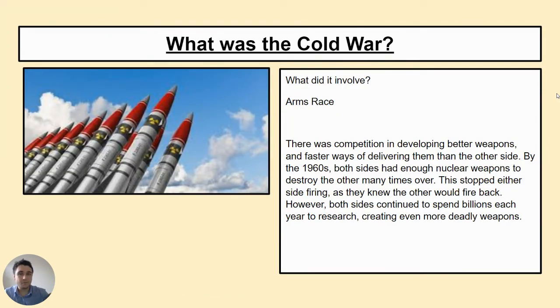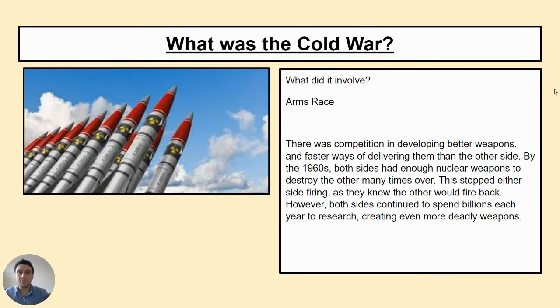So what else does it involve? Well, it involves something called the arms race. And this is a competition in developing better weapons and faster ways of delivering them by the other side. So arms means weapons, it means armaments, and the race part involves making better weapons than the other side. So you're a bigger threat. Faster ways of delivering them.